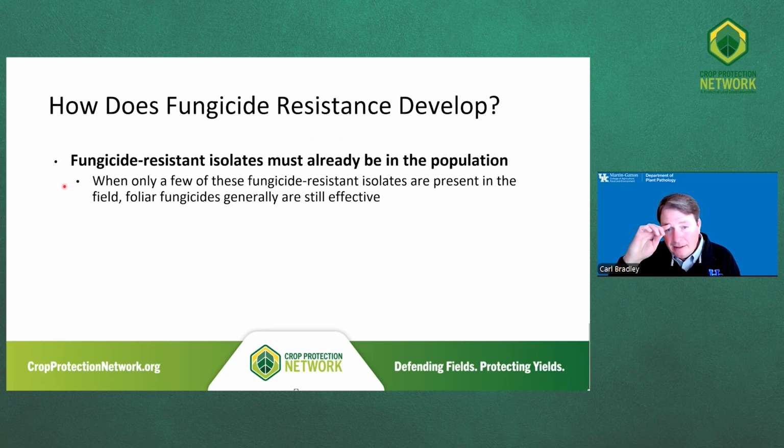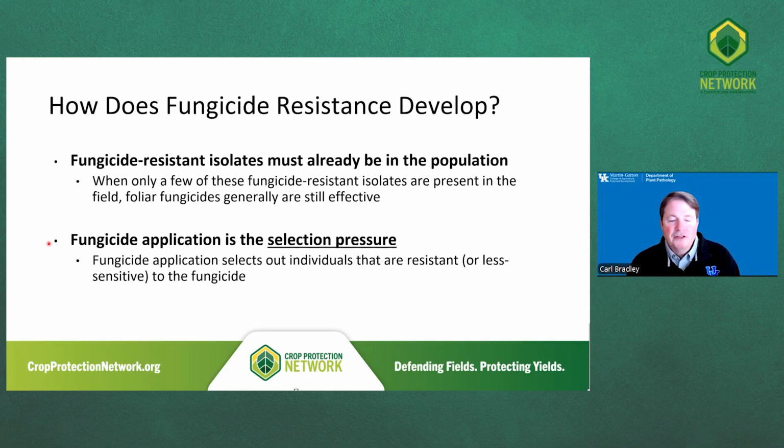And at the beginning, when we have these mutants, those resistant isolates that are out there, it's probably not noticeable at the beginning. You spray a fungicide, that fungicide is effective. You're going to have the type of control of that disease that you would expect. They're going to be a really low level of the population at the beginning.